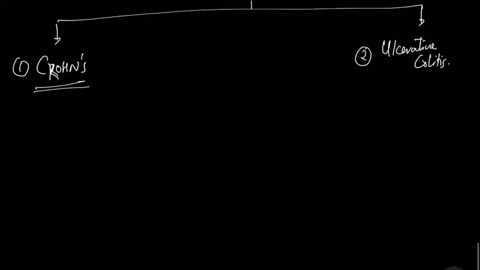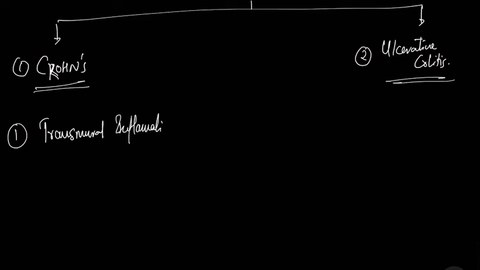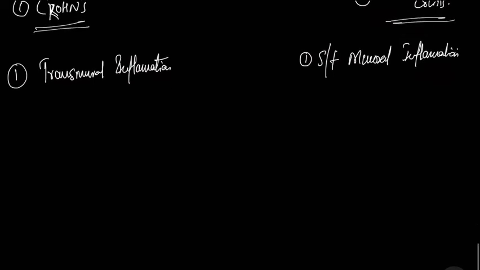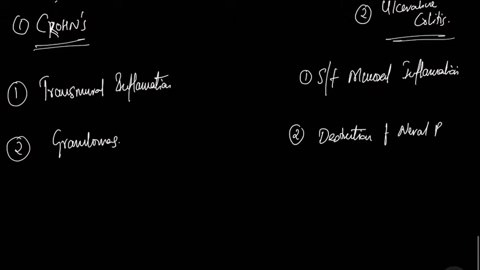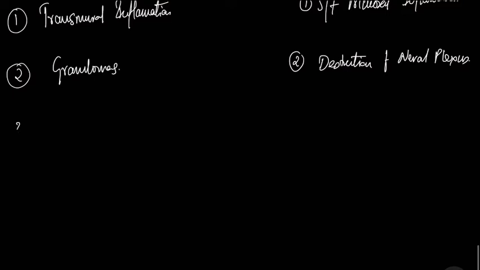First, Crohn's and ulcerative colitis. Let's start with Crohn's. This is a transmural inflammation, whereas ulcerative colitis is a superficial mucosal inflammation. In Crohn's, we see granulomas. Whereas in ulcerative colitis, in severe conditions, it leads to the destruction of the neural plexus.